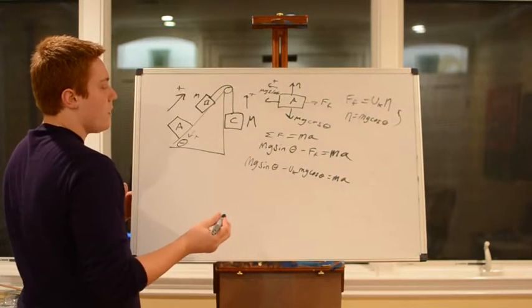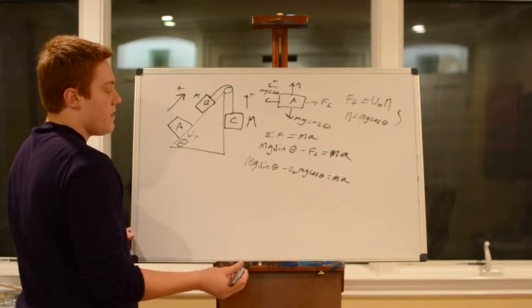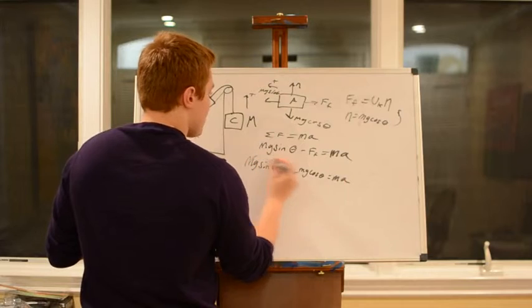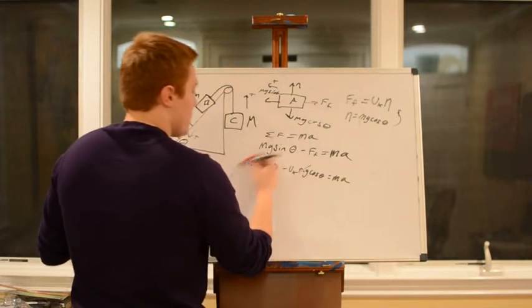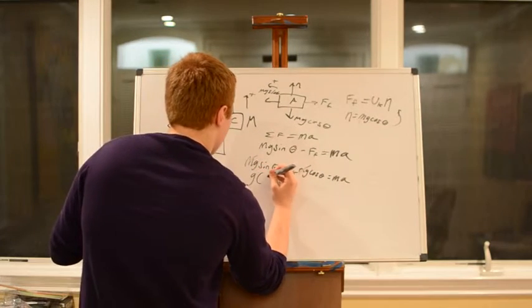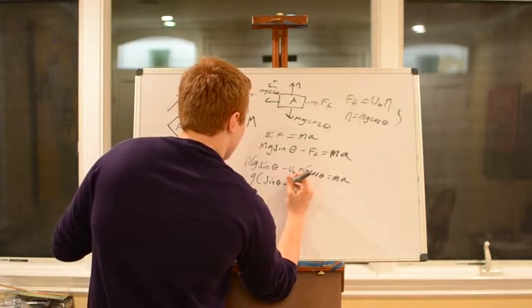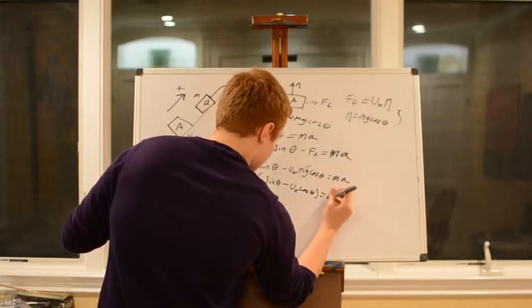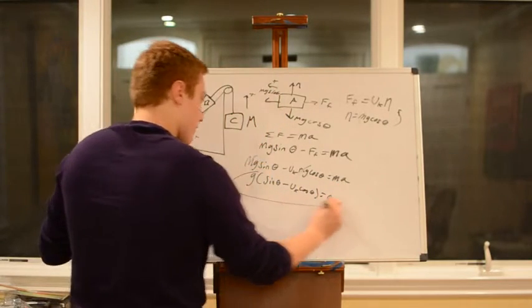Now all we have to do is solve for the acceleration. So we're looking for what the acceleration of the system is, or the acceleration of block A. So we divide off the m, and all the m's cancel. And the g's, we can pull one g out, so we get g times sine of theta minus μk cosine theta equals the acceleration. And that's our final answer.